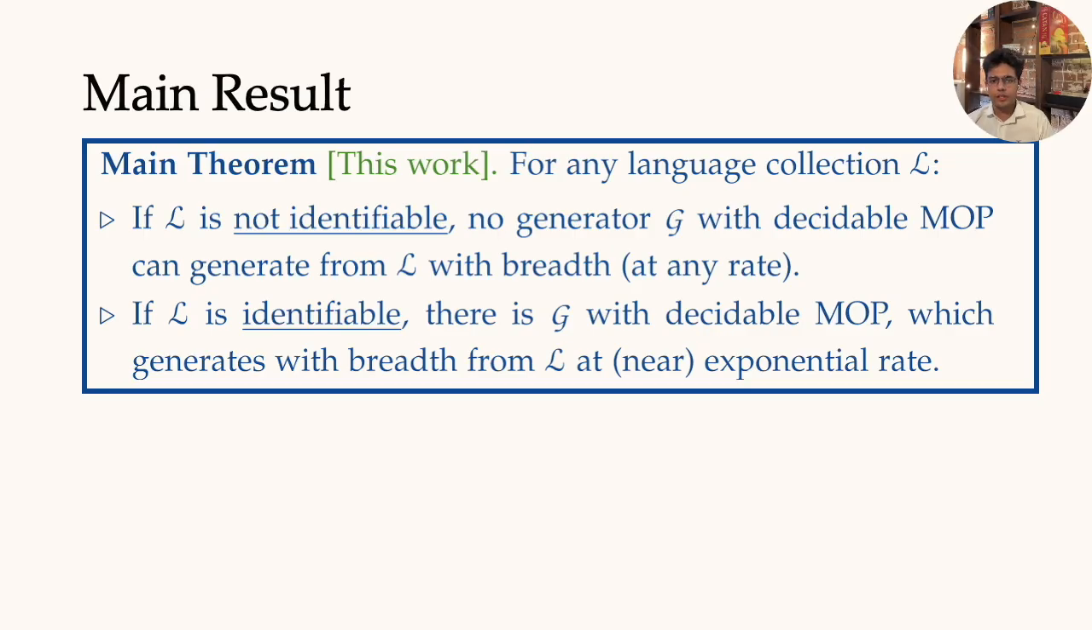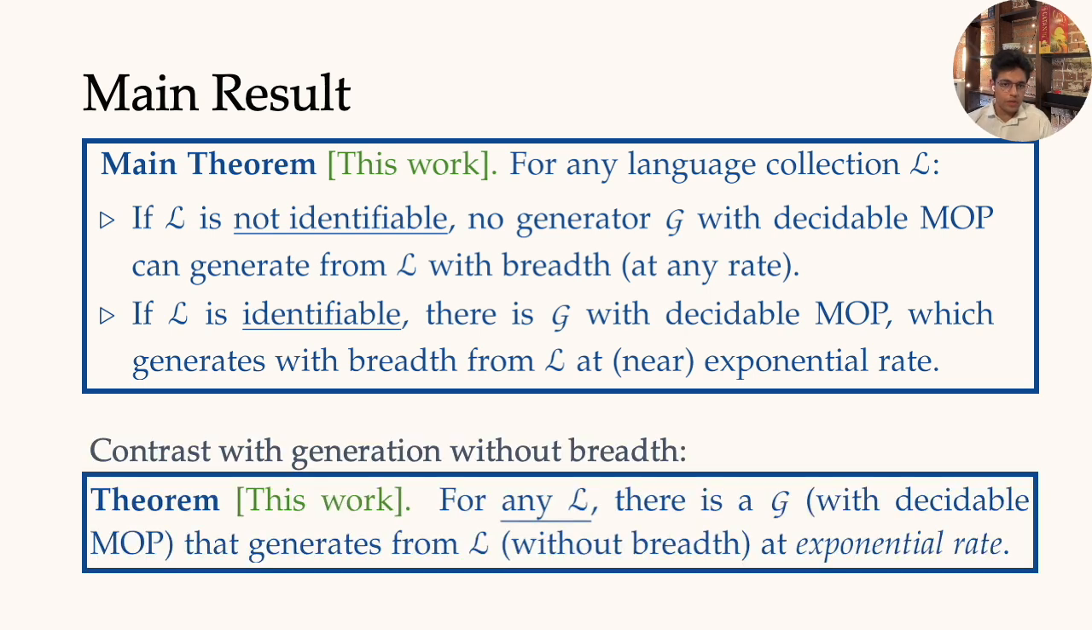Our main result is a characterization of when generation with breadth is possible in the statistical setting. Consider any collection of languages. We show that if this collection is not identifiable in the limit, in the adversarial model, then no generator whose MOP is decidable can generate with breadth from this collection in the statistical model at any rate. On the other hand, if this collection is identifiable in the limit, then there is a generator whose MOP is decidable, which can generate with breadth from this collection, and in fact can do it at a nearly exponential rate.